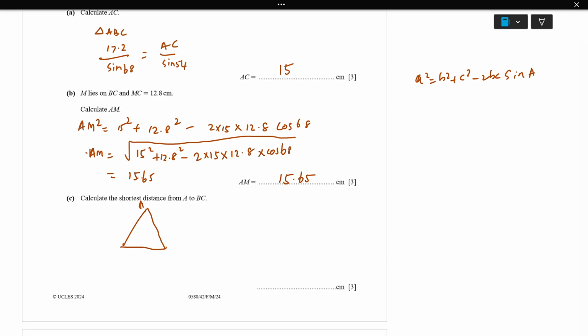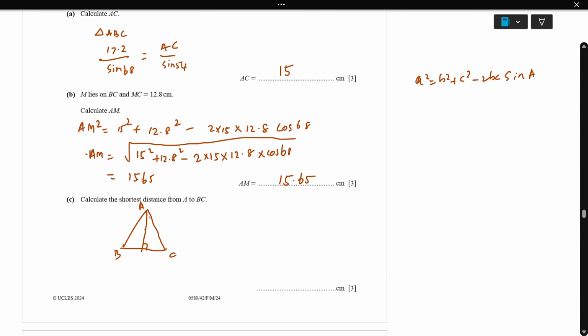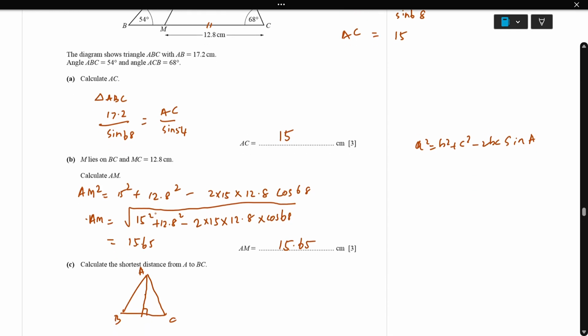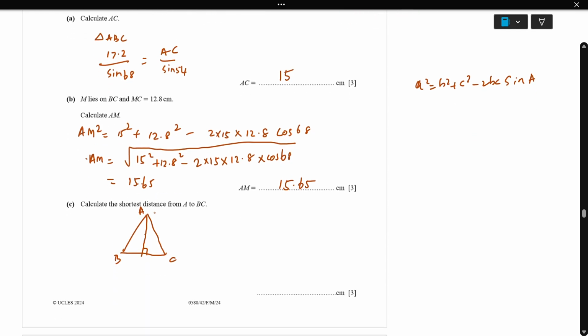A, B, C. So I draw a height. Okay, so I need to find this. Then this is 90 degrees, and what else is given? 68. So this angle is 68 and this is 15. So it's easy to find out the height.